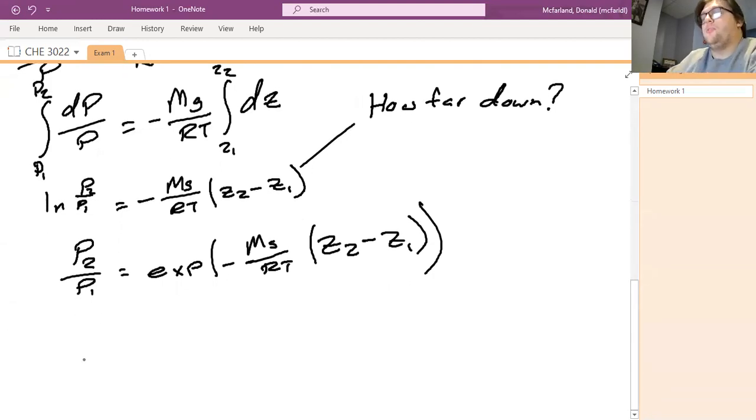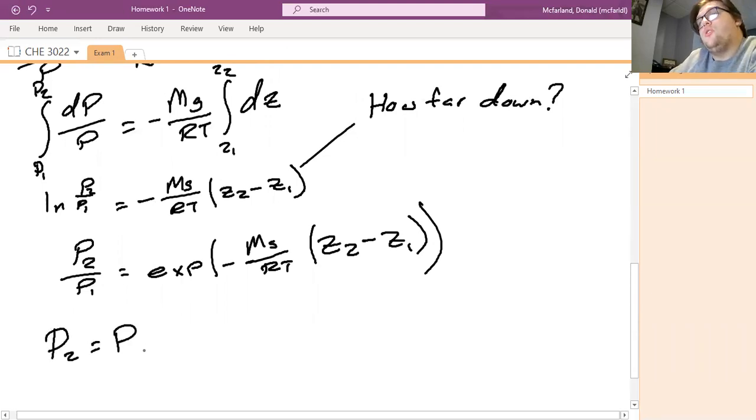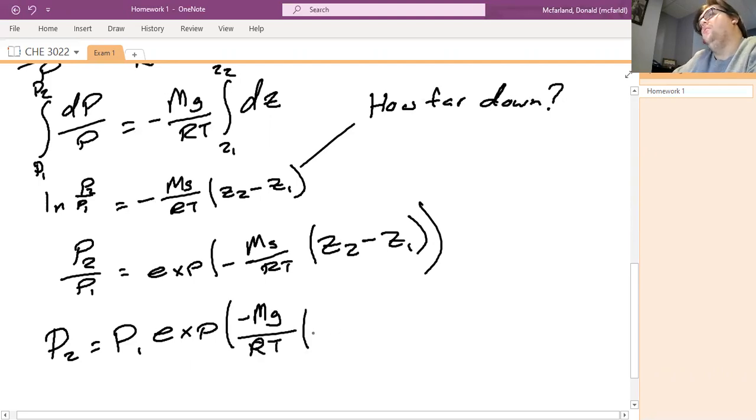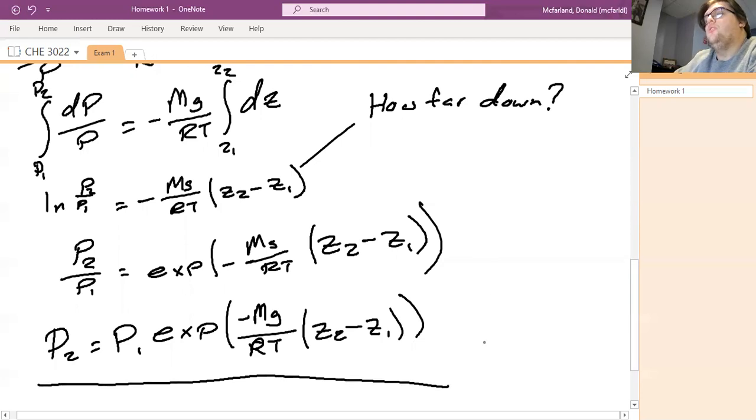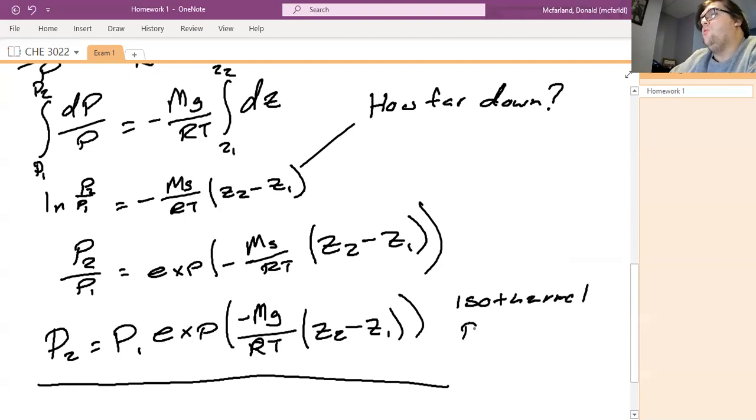So with simple multiplication, the new pressure will equal the old pressure times the exponential of negative molar mass times the acceleration due to gravity over the gas constant times the temperature of the liquid, times how far down we are going. And that's going to be our pressure for isothermal processes like pools of water.